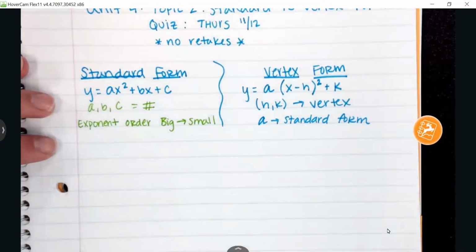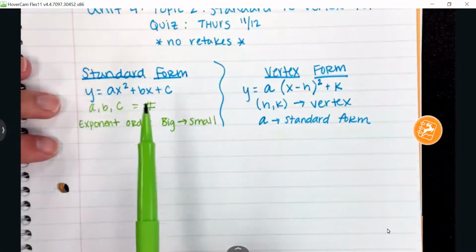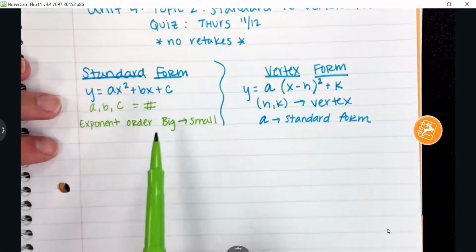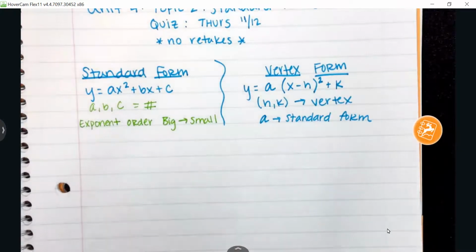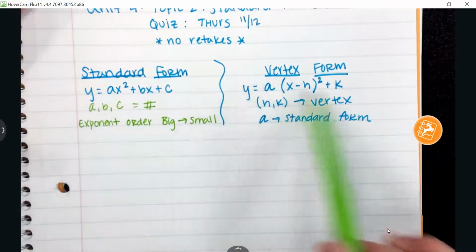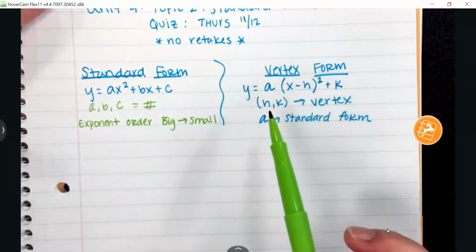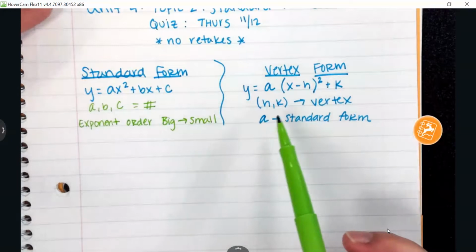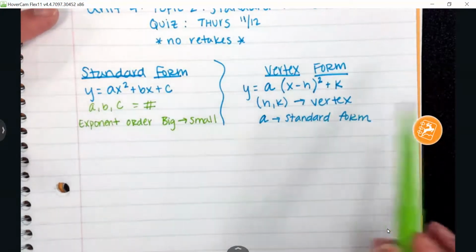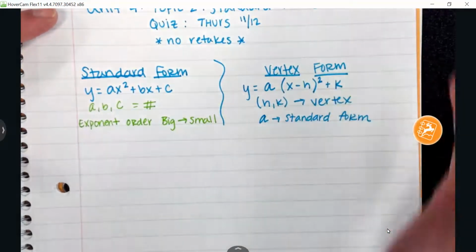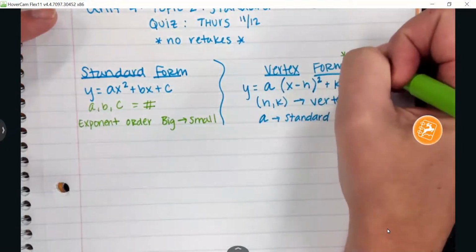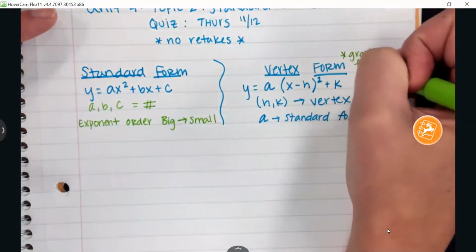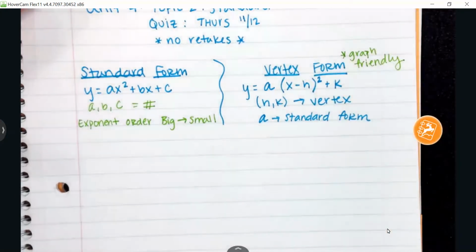Okay, so if I give you something in standard form, I really can't ask you many questions about it except is it pointing up or is it pointing down? That's all I can really ask. If I give you something in vertex form, I can ask you about transformations. I can ask you what the vertex is. We can graph it. So vertex form is graph friendly, meaning this is what we want in order to make a graph. Vertex form is graph friendly.